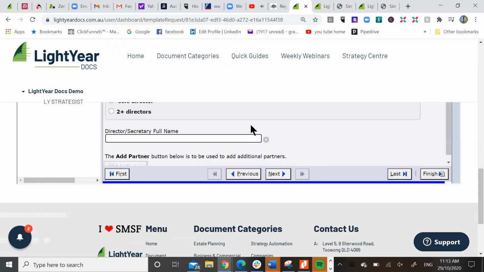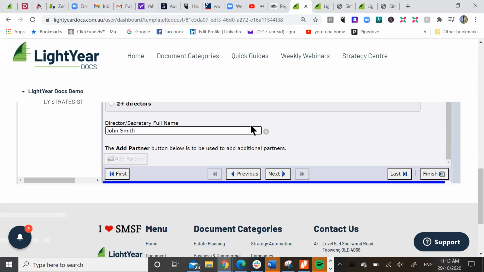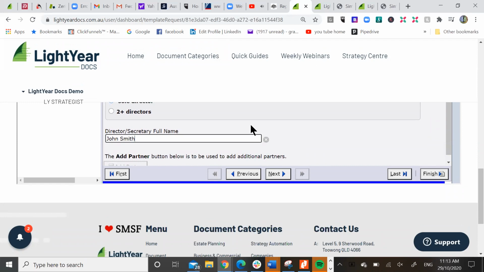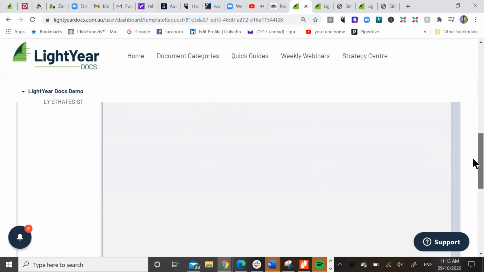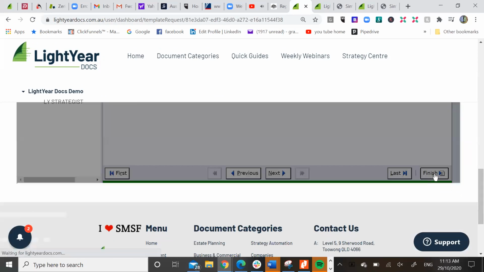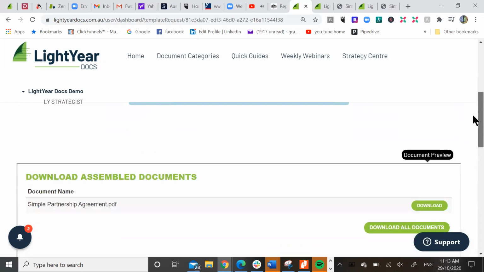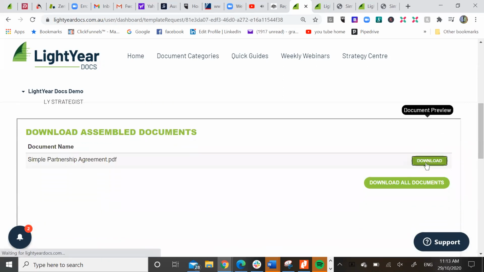Remember how, although John and Sally could both be members, I've just chosen one because John's got Sally's enduring power of attorney, if you saw the session yesterday. So just finish that. And then there you go, you've got a great little JV agreement. I'd certainly encourage you, well, I'll put this agreement, let me just download it.